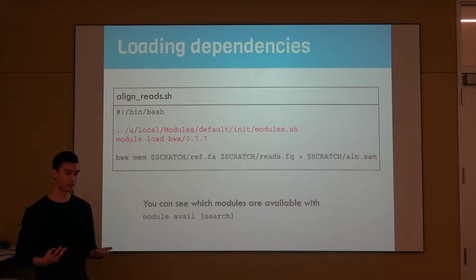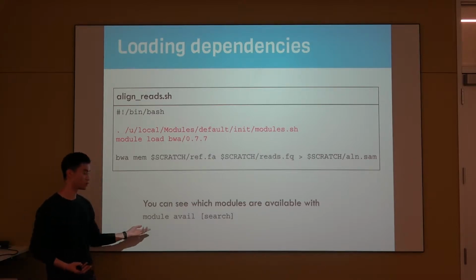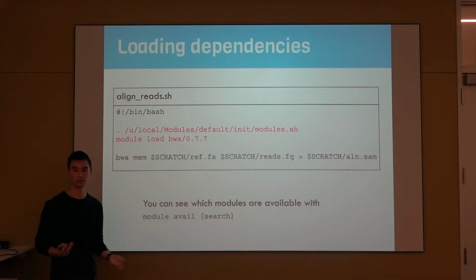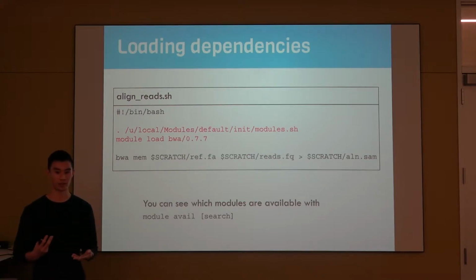And Hoffman has many versions of BWA, and if you want to see which versions they have of a program that you're interested in, you run this command, module avail, and then the first few letters of whatever you're looking for, and it'll show you which versions they have. If it's not installed, you can submit a ticket to see if they can install it for you, or you can install it yourself to your home directory. I won't discuss that here, but in general, you just want to do user installations. So you set the prefix to where something is installed.